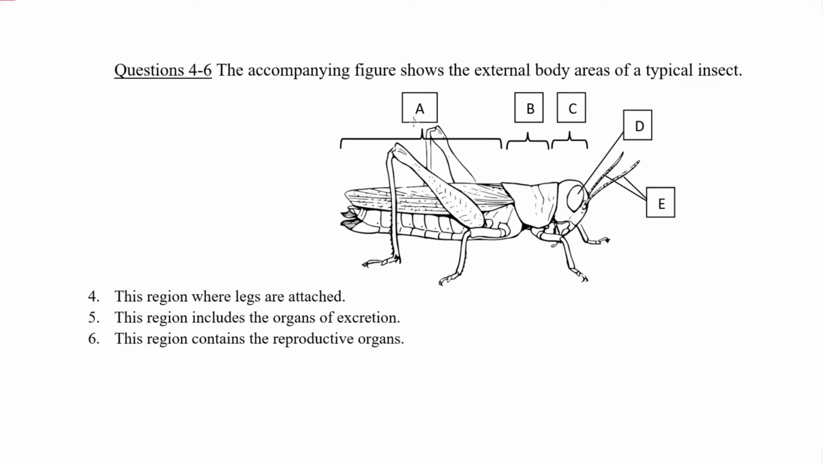So here you have A, B, C, D, and E. Question number four, the region where the legs are attached. Don't forget that the legs are attached to the thoracic area, so number B, the thoracic area or chest area. Number five, this region includes the organ of excretion, so it's A. And the region that contains reproductive organs is also letter A.